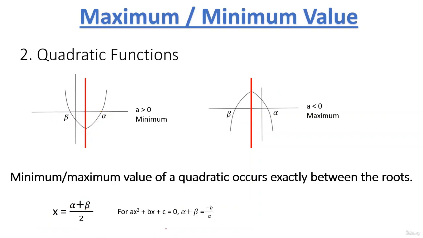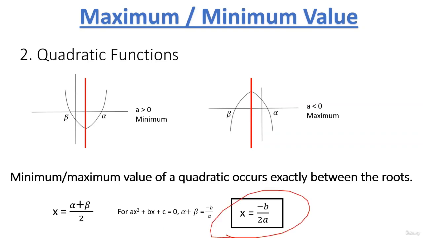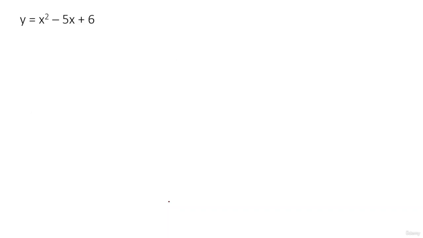So guys, you can always remember for a quadratic equation ax square plus bx plus c is equal to 0, since alpha plus beta is minus b by a, the value at which the graph will be maximum or minimum will occur at x is equal to minus b by 2a. And that maximum or minimum value we obtain when we substitute this value of x in the given equation. Same question, y is equal to x square minus 5x plus 6.